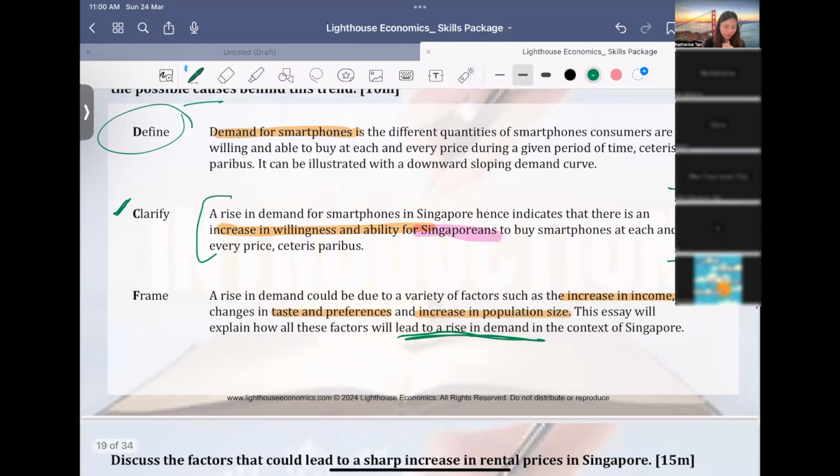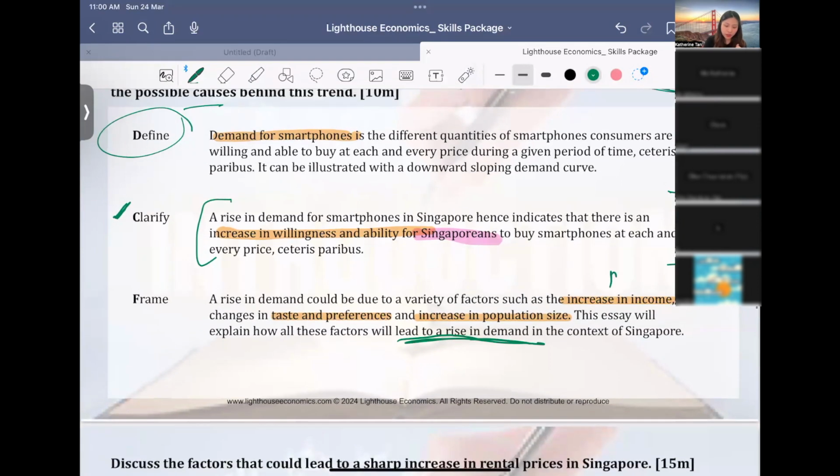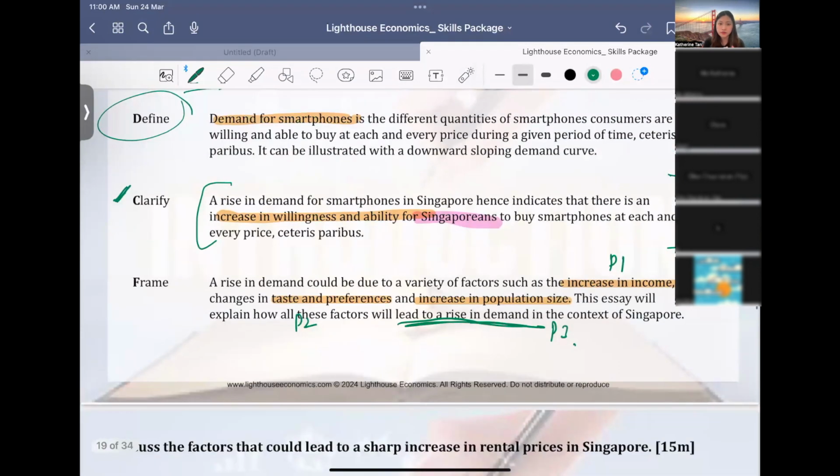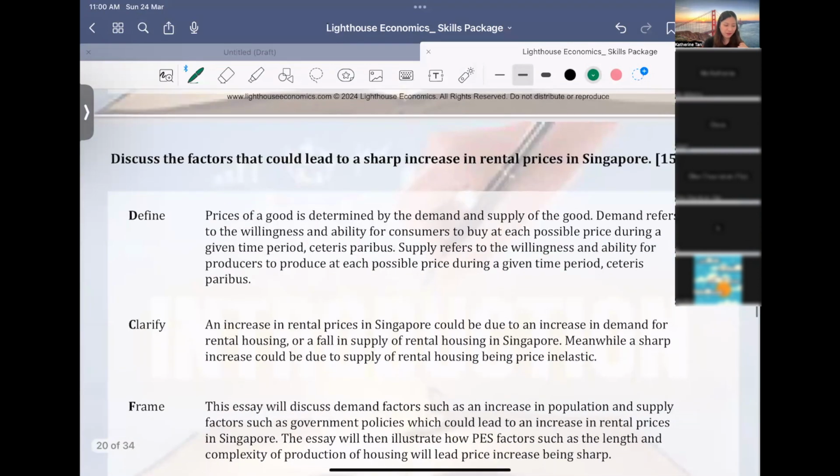Then frame: you're going to tell me what is going to be your point one, point two, and point three, so you tell me what each paragraph is going to be. Do you need to write evaluative points in your introduction? No need. Which is why I say that the introduction is important for you to secure the 10 marks, but not necessarily the 15 marks. Question? Okay, then let's move on.